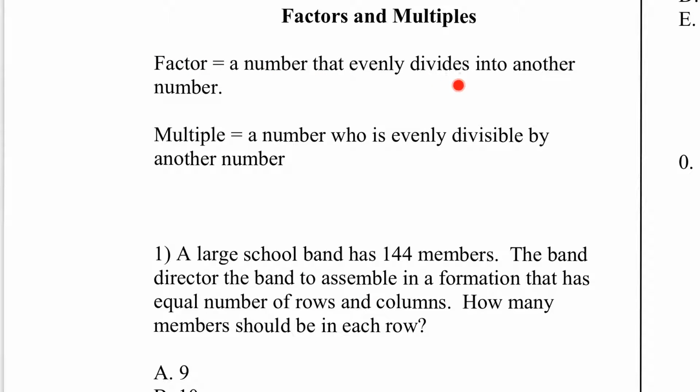Factor, a number that evenly divides into another number. Multiple, a number which is evenly divisible by another number. So example of multiples. So let's say multiples of 3. We got 3, 6, 9, 12, 15. You can divide all of those evenly by 3. Those are multiples. Factor, like if we take the number 15, 2 factors of 15 are 3 and 5, because you multiply those two numbers together to get 15.